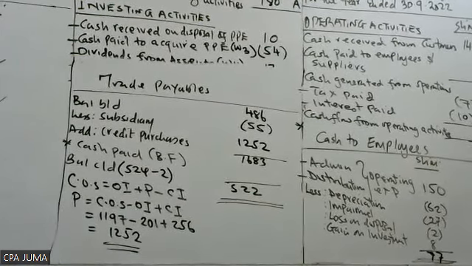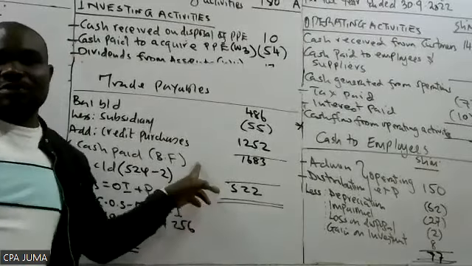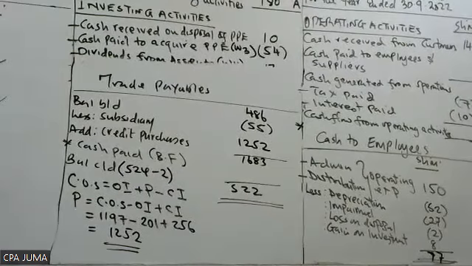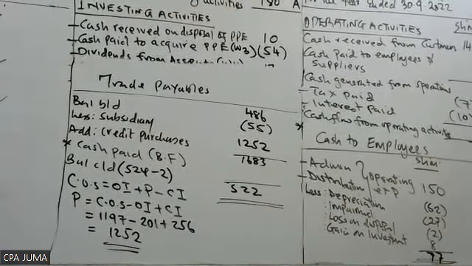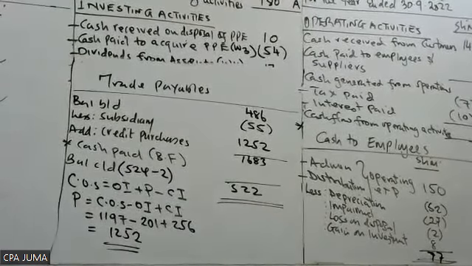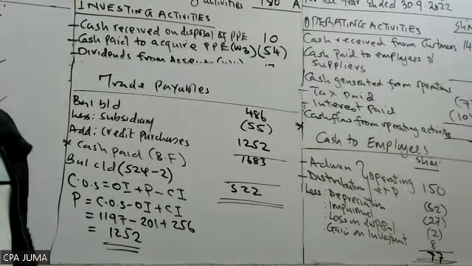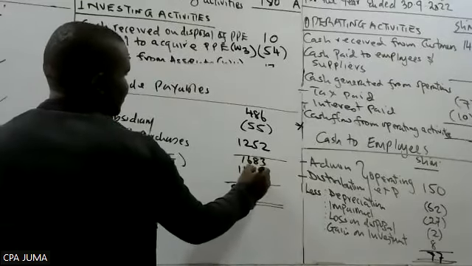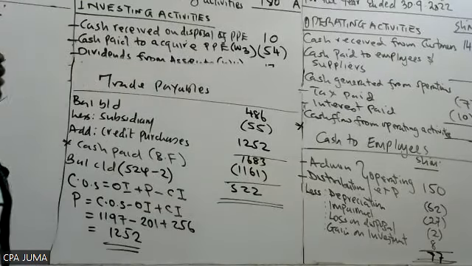Online, how much was paid, the balancing figure? I'm trying to regulate the speed. Online, how much do you get for the cash paid, the balancing figure? 1161. So 1161 is the cash which was paid. Thank you.